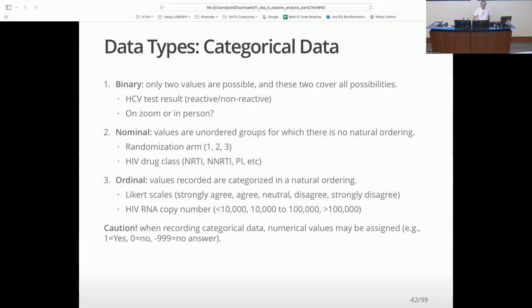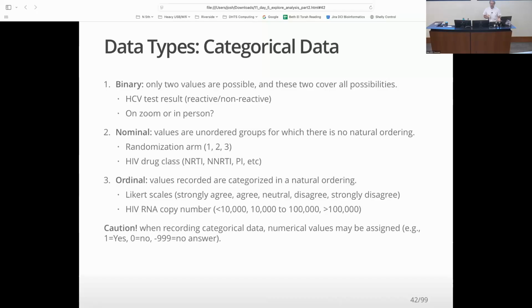So I have a note here just to keep in mind that sometimes categorical data is assigned a number. Sometimes yes can be 1 and no can be 0, or as we already mentioned, -999 could be no answer. Those numbers are just placeholders. They're often there for statistical or data storage purposes. I don't know if you noticed, but those sorts of numbers were used in the data dictionary that we saw. But you have to keep in mind that those numbers aren't really numerical, right? They're just representations.